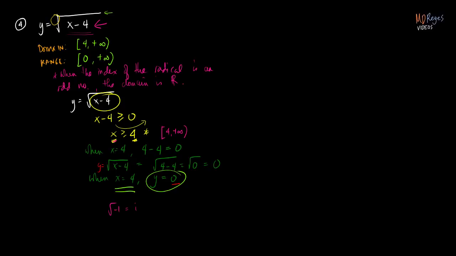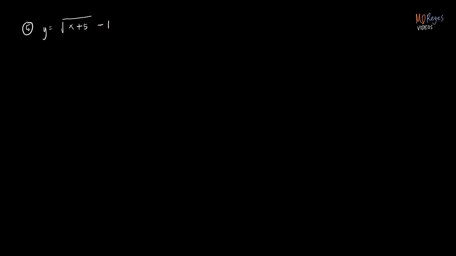We will just be dealing with the principal roots here, okay? Not with the secondary or the others. So whenever the index of the radical is an even number, y should always be a positive number or a 0. Okay? We move on to the next example. The next example is still a function involving a radical, again a square root. Okay, we have to find the domain and range of the function.